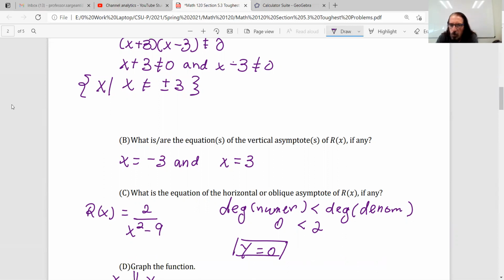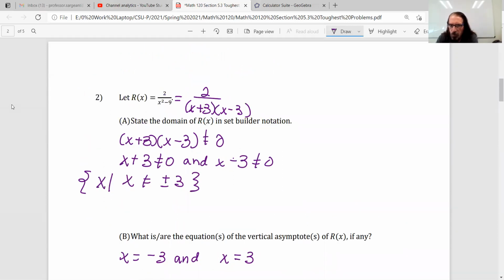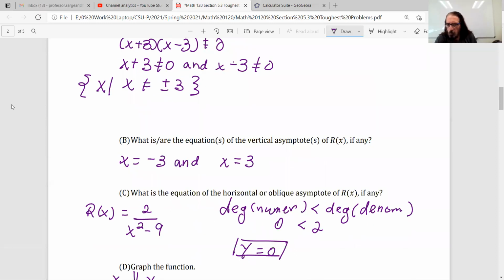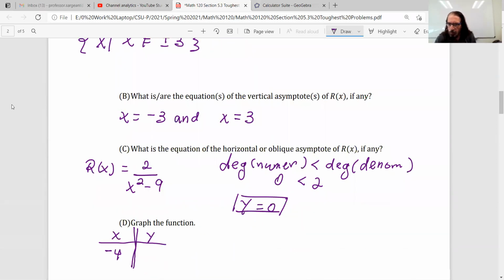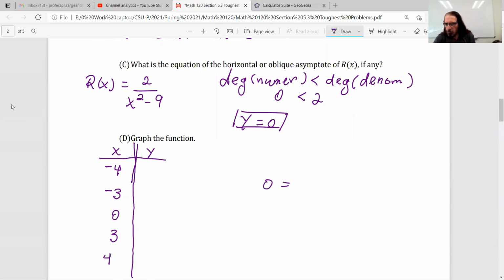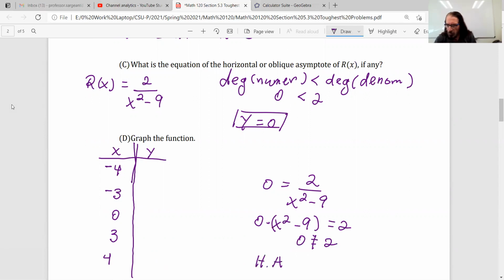There's also going to be no x-intercepts because we cannot make the numerator equal to 0. It's always going to be 2. Furthermore, that horizontal asymptote, y equals 0, will not be crossed, because if we try to solve this, we will get 0 equals 2, which is an untrue statement. So the horizontal asymptote is not crossed.